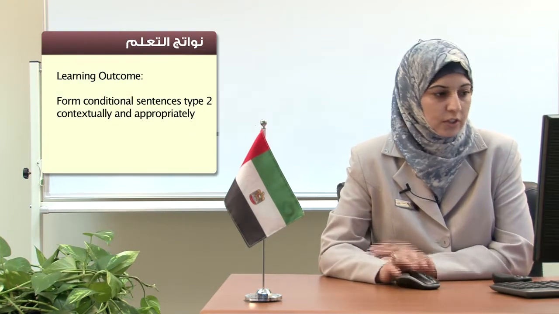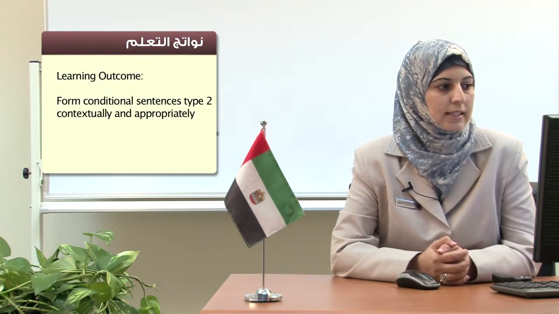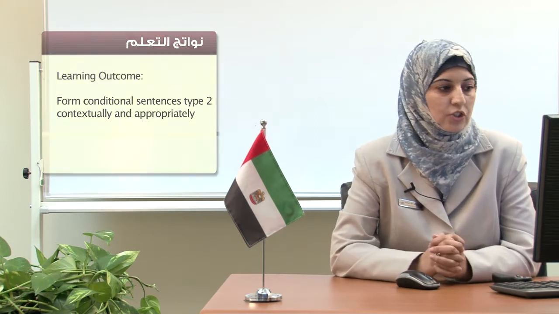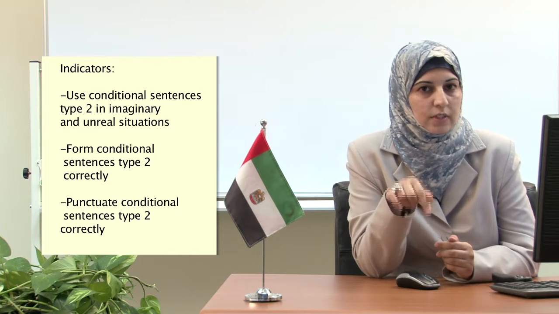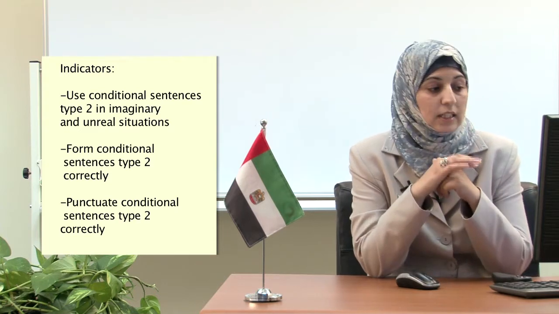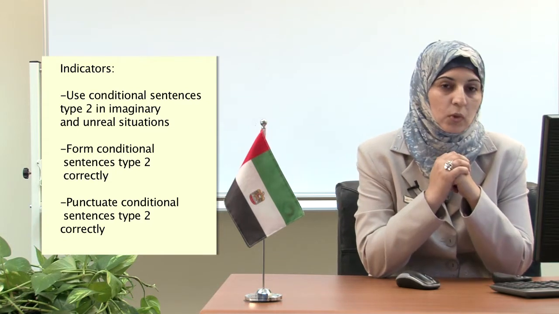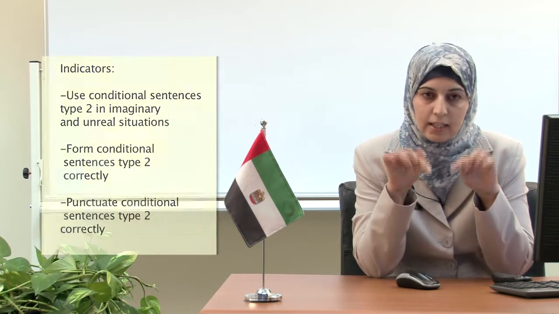Let's see the function of conditional type 2. The second conditional is used to talk about impossible situations at the time of speaking. The result can't happen because the condition is impossible in reality, again at the time of speaking. So the focus here is the result can't happen because the condition is impossible when? Now, at the time of speaking.